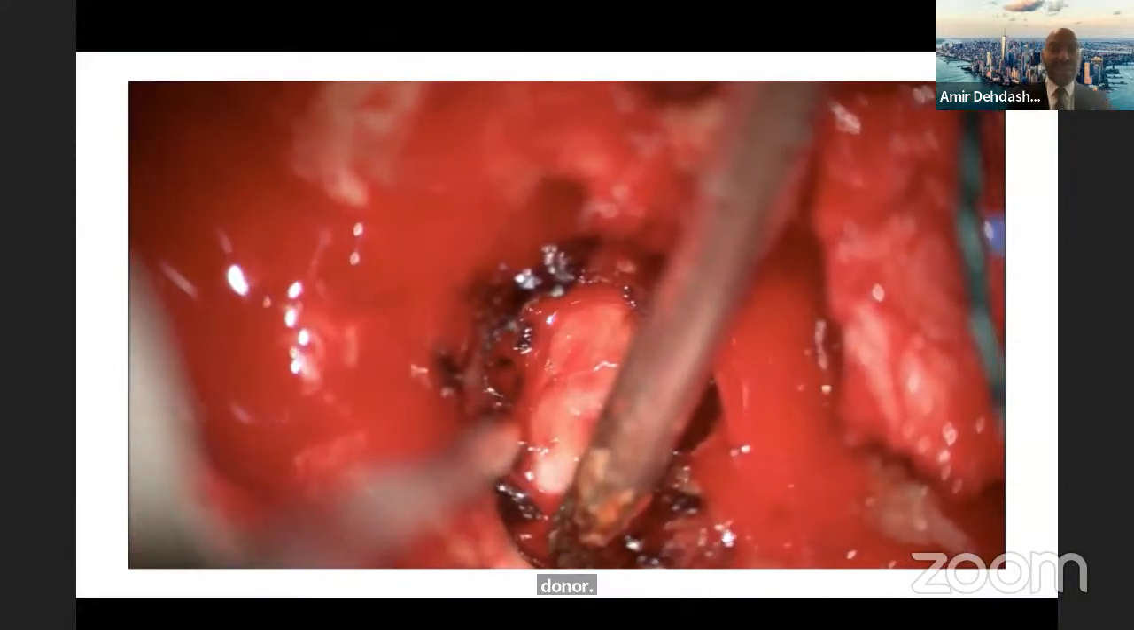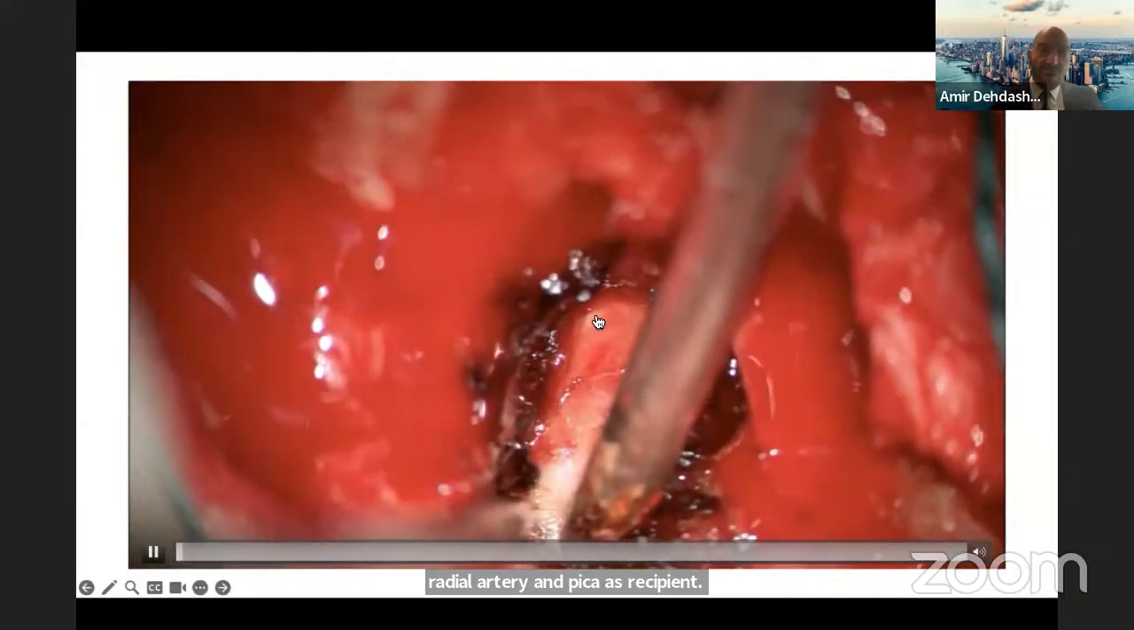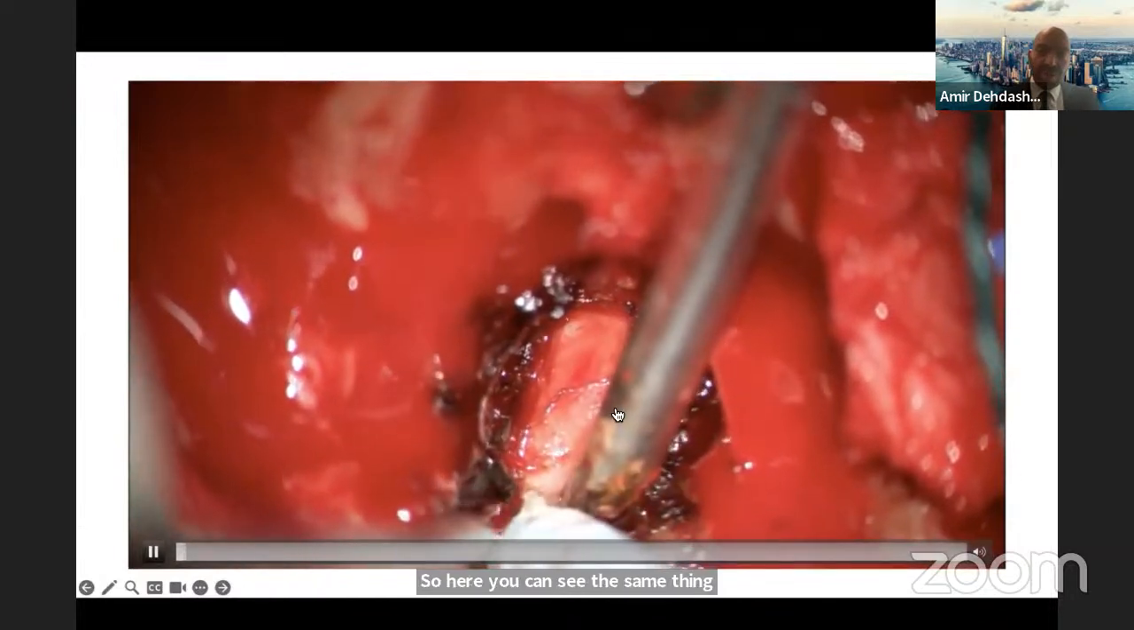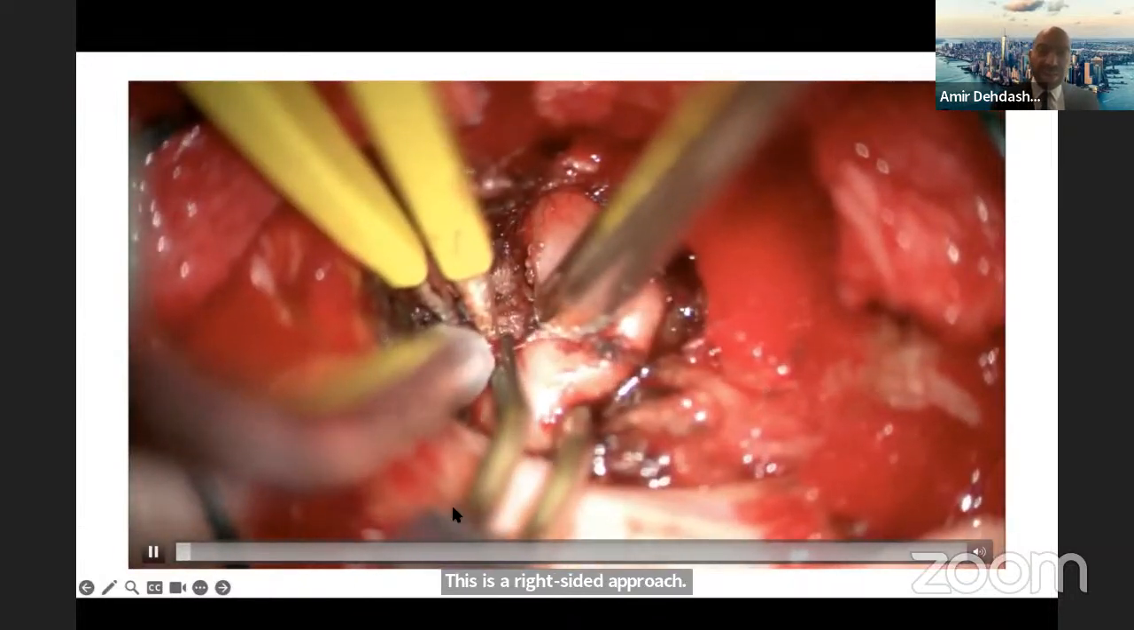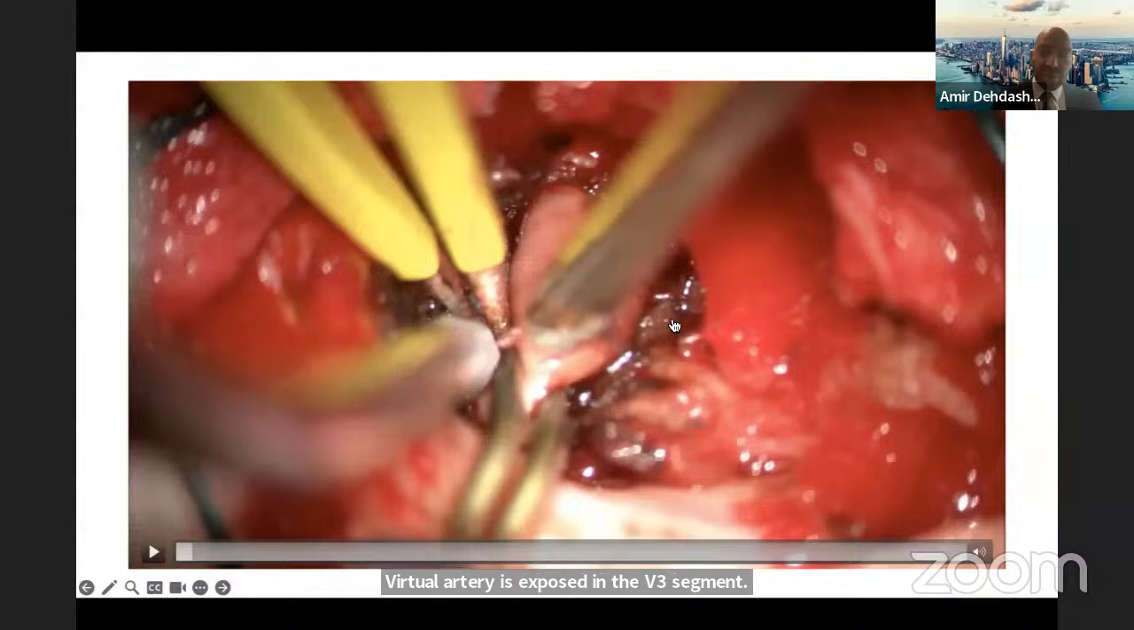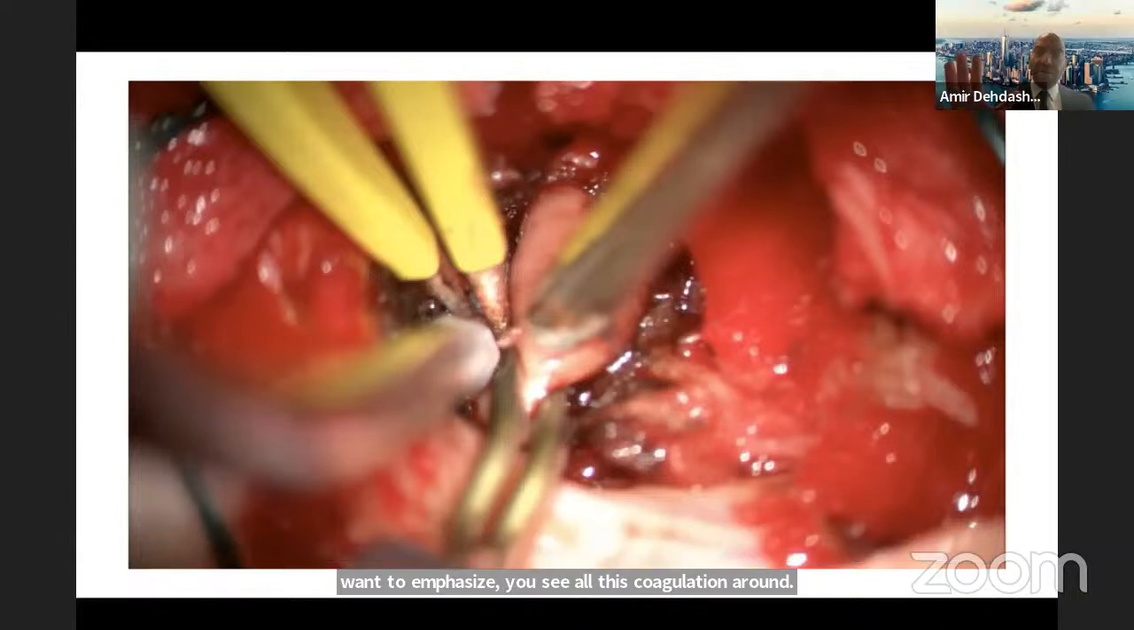So here you can see the same thing. This is a right-sided approach. The vertebral artery is exposed in the V3 segment. One thing I want to emphasize, you see all this coagulation around, this is for the venous plexus. The venous plexus around the vertebral artery is very robust.